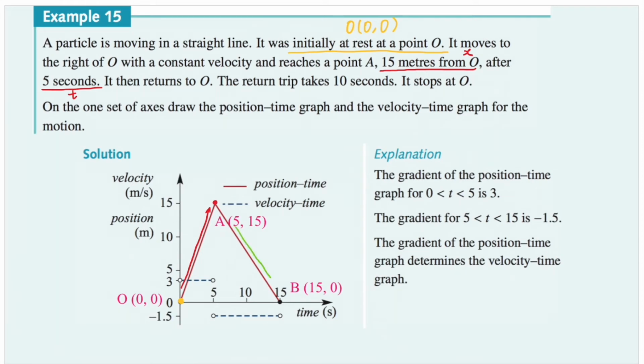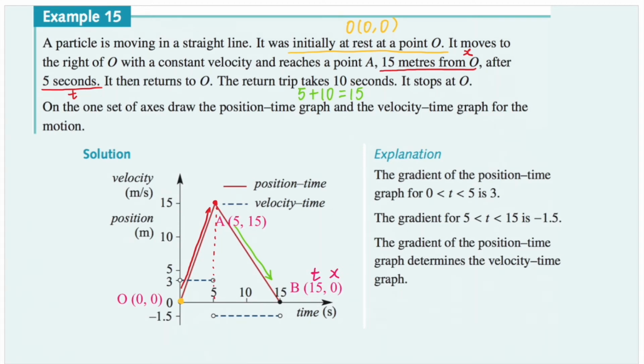It then returns to O. Let me use green. The return trip takes 10 seconds, and it stops at O. So 5 seconds have gone by, we reached point A, and once we reach point A, we're going to return. If the return trip takes 10 seconds, this means the time when we finally reach point B, our final position, will be 5 plus another 10 seconds, which is 15. So 15 seconds have gone by, we finally stopped at point O, and we reached our final position, which is point B. So when time is 15 seconds, we're back to where we started. So this is how you plot the time versus position graph.